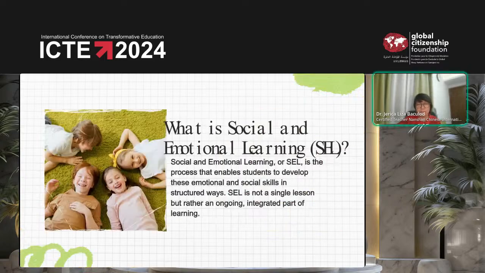So, what is social and emotional learning? SEL, or social emotional learning, is the process that enables students to develop these emotional and social skills in structured ways. SEL is not a single lesson, but rather an ongoing, integrated part of learning. It involves teaching students to manage their emotions, build positive relationships, and make responsible decisions. SEL can happen in many parts of the day-to-day school, and it is guided by five core components which we'll be discussing.